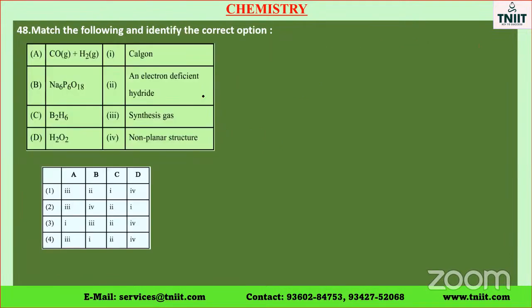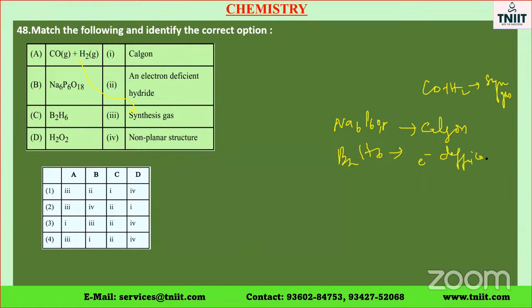Next question. Match the following and identify the correct option. CO plus H2 is called synthesis gas or syngas. Na6P6O18 is called calgon. B2H6 is called diborane. It's an electron deficient hydride. And H2O2 is non-planar. It has a folded book-like structure. Therefore, the answer for this question is option 4.